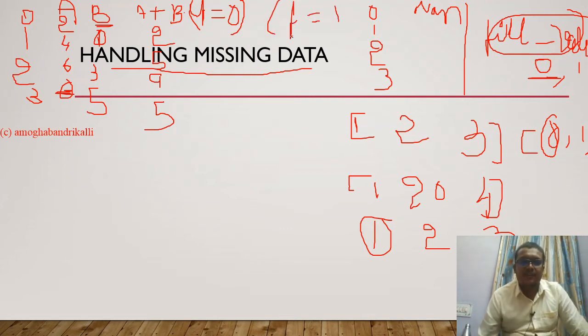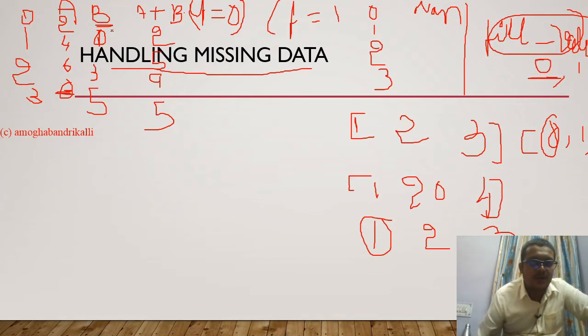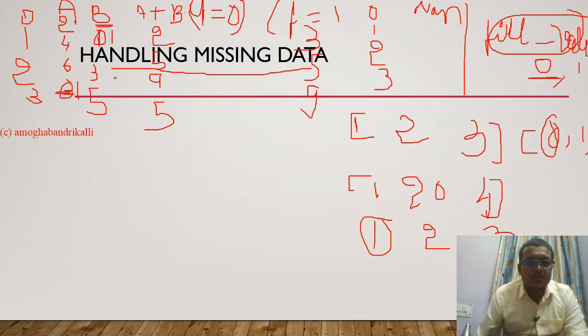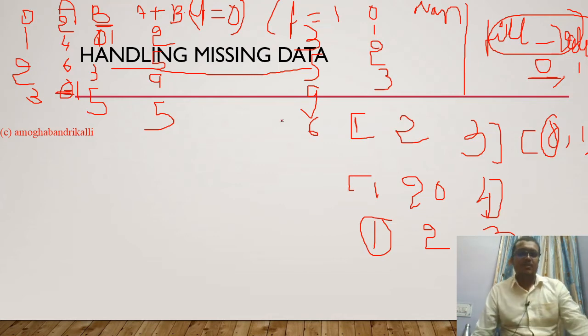Next, filling value 1. Instead of 0 I am filling 1 here. So 2 plus 1 is 3. Again this value remains the same, so we are not filling any values here: 5, 9. Instead of 0 we have filled 1, so the value will be 6. So this will be the executed value.